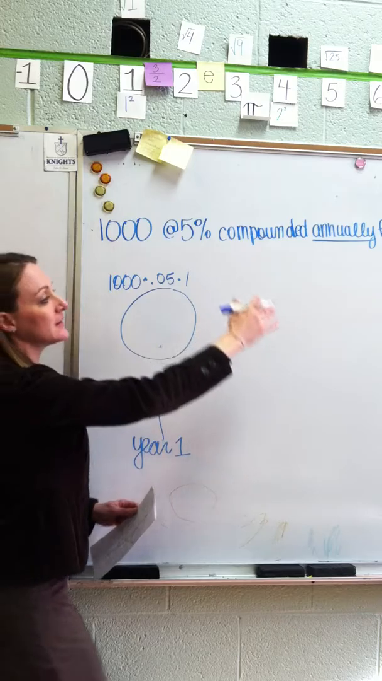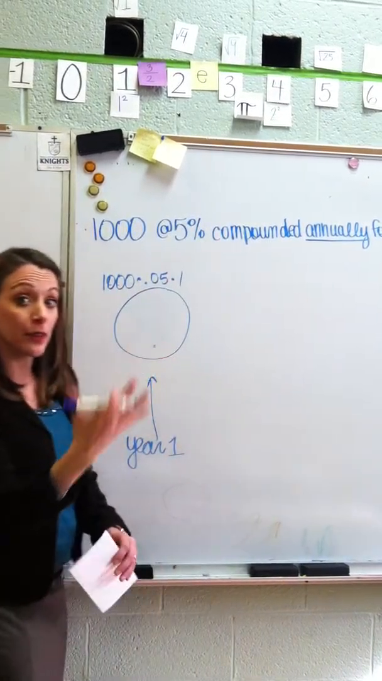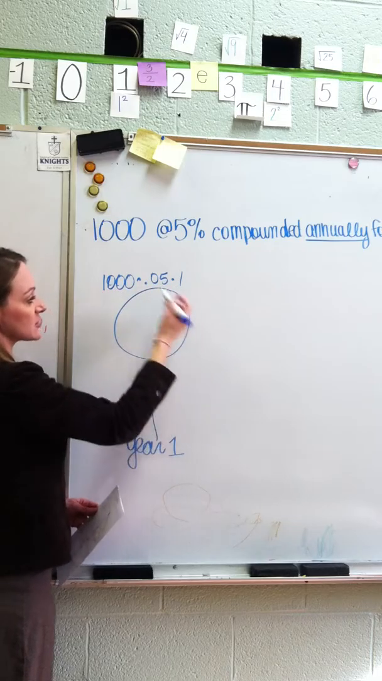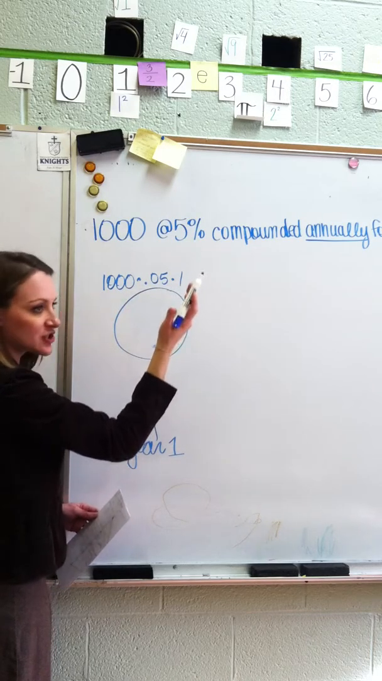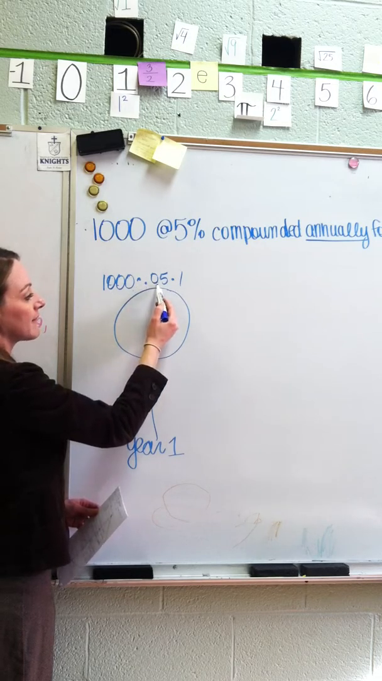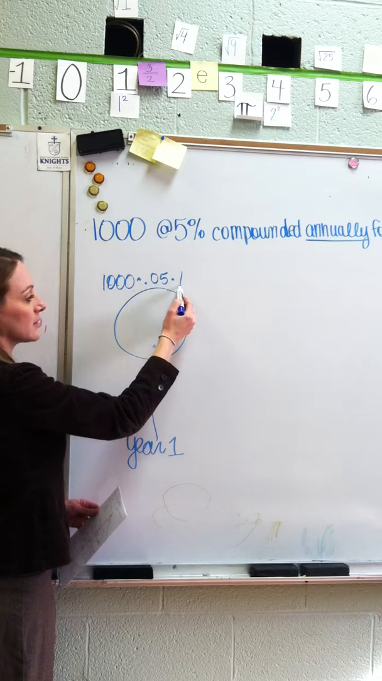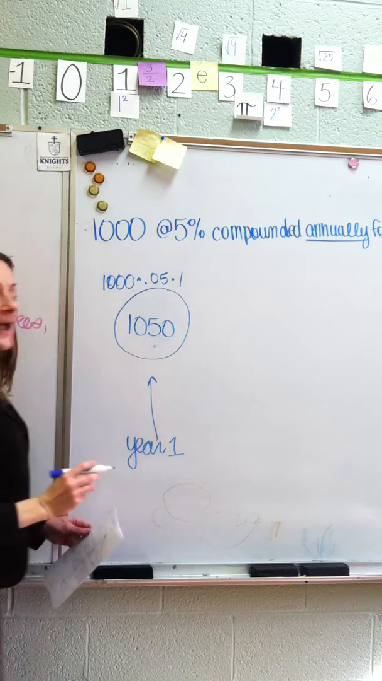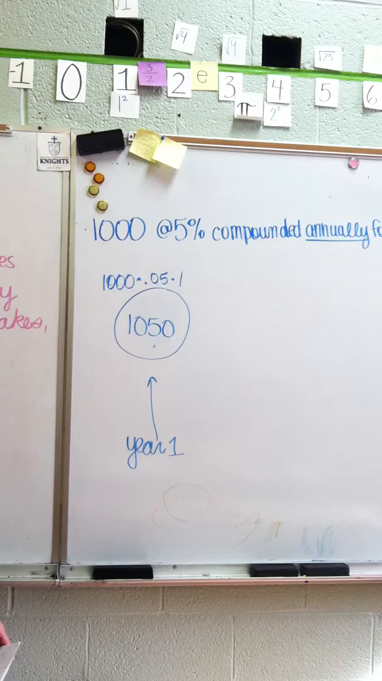It's going to be compounded annually for 3 years. So I have my first year. I've got my equation for interest. Same equation for interest. I've got my $1,000, my 5%, my first year. So at the end of my first year, I have $1,050. This is year 1.